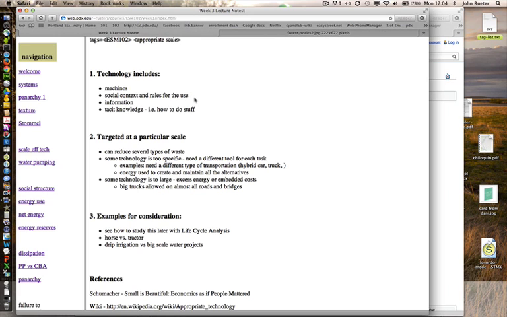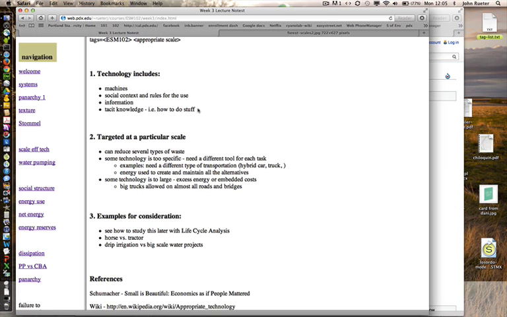So we have the social context and the rules for use of that process. We have the information on how to use it. Maybe it's just the instructions, or maybe it's how to know when and where to apply this particular technology. And then we have tacit knowledge, which is how we actually do that. Sometimes the instructions aren't sufficient to actually know how to do something. For example, how to use a weed whip comes with a little experience. How to train a goat to eat berries is quite a skill that requires tacit knowledge.